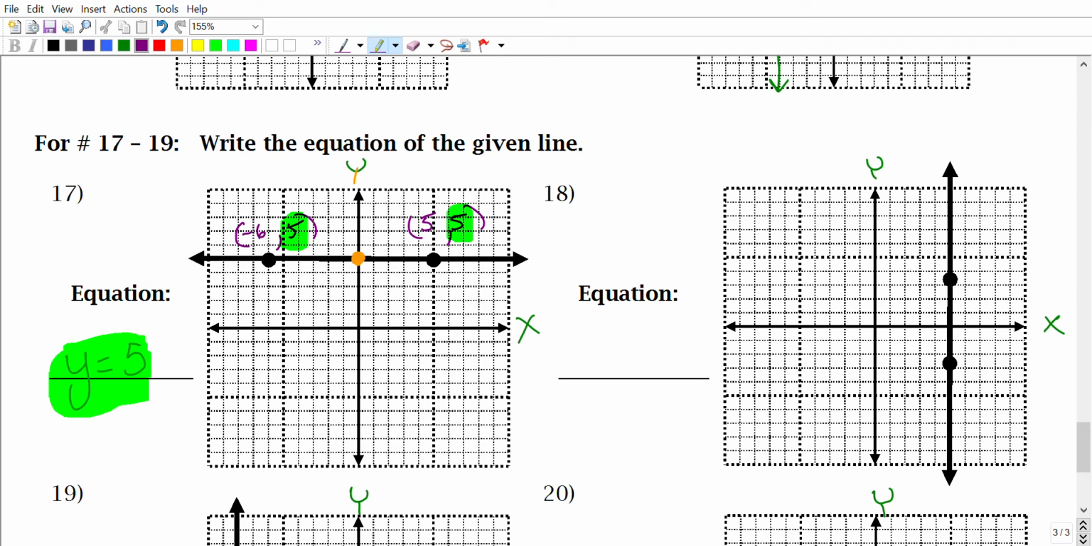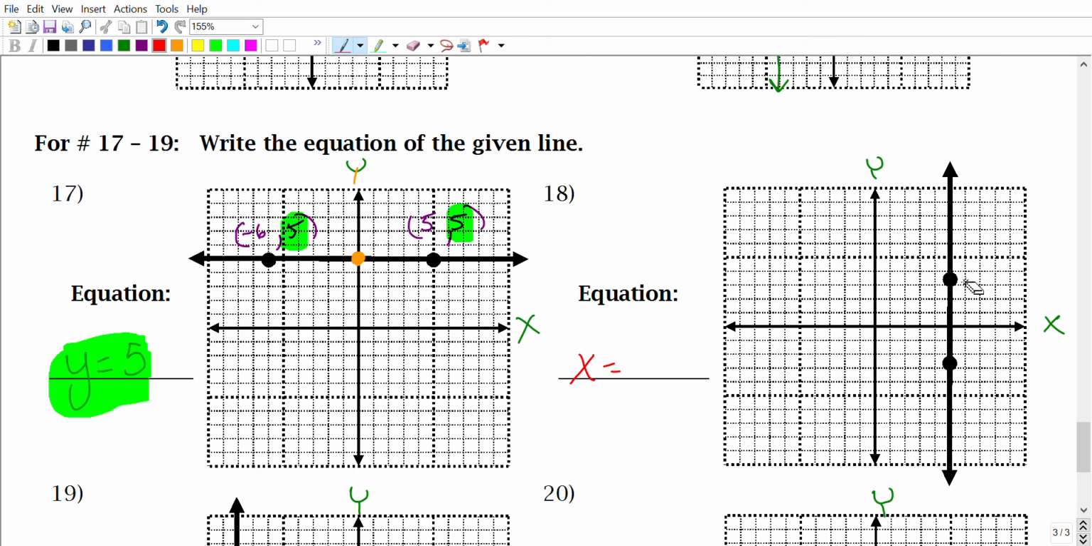Okay, number 18. Okay, well, right away, let's go ahead and try. If you have highlighters, go ahead and use them. If you don't, no need. All you have to do is look to see where it's crossing. Okay, actually, let me use a different color. Looks like this line is crossing this line. Well, what axis is that? What axis is it crossing? It's crossing the x-axis. So my equation is definitely going to be x equals something.